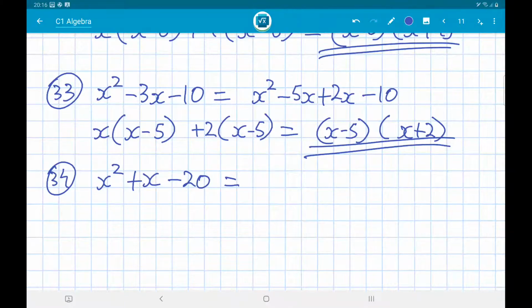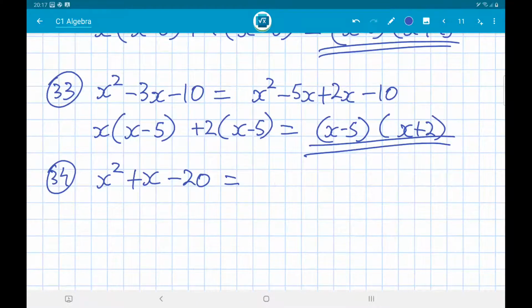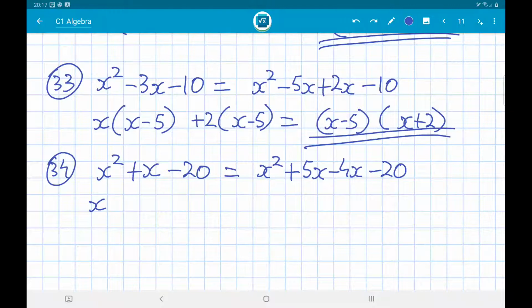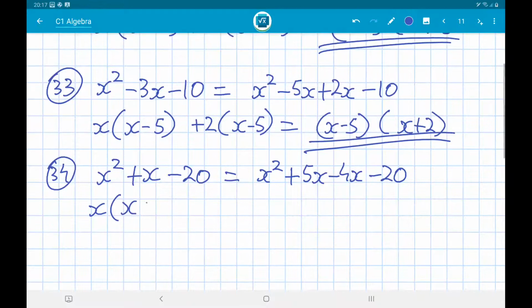I'm probably thinking 4 times 5. Right, so the 5 would have to be greater, 4 would have to be minus. A little bit lower, yeah. So it would be x squared plus 5x minus 4x minus 20. Yep, sounds reasonable. And we take out the x as a common between x squared and 5x, and we have x plus 5 over there. And if we take out a minus 4 as a common, we end up with x plus 5 on that side.